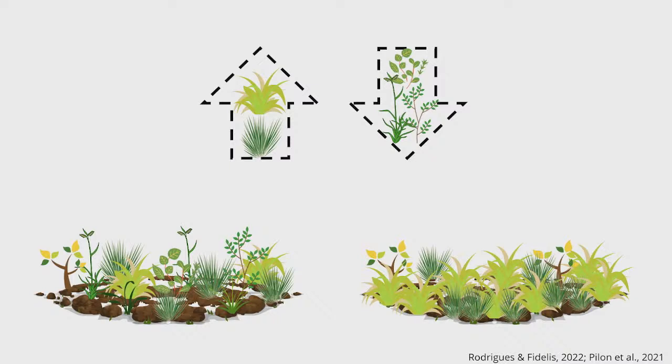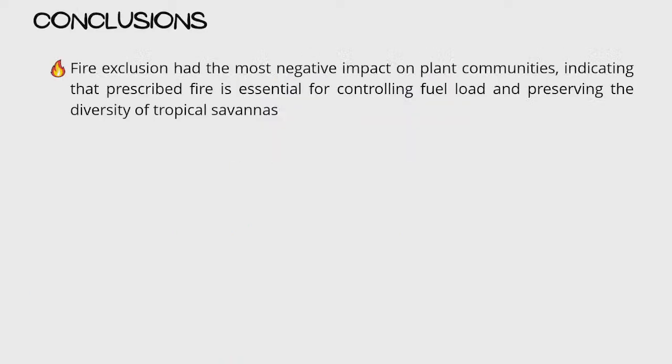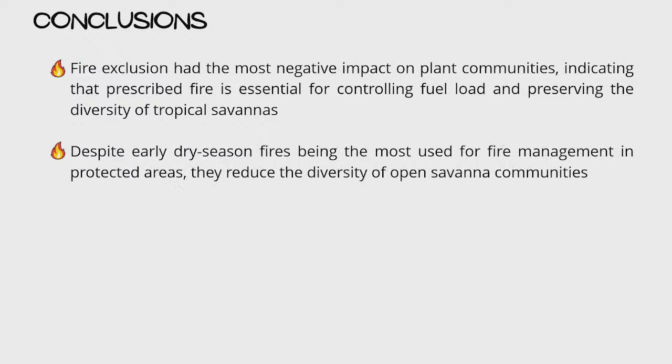Dominance of large grasses may prevent the recruitment and persistence of small grasses, shrubs, and forbs in the community, compromising species diversity. So, in conclusion, fire exclusion had the most negative impact on plant communities, indicating that prescribed fire is essential not only for controlling fuel load, but also for preserving the diversity of tropical savannas.